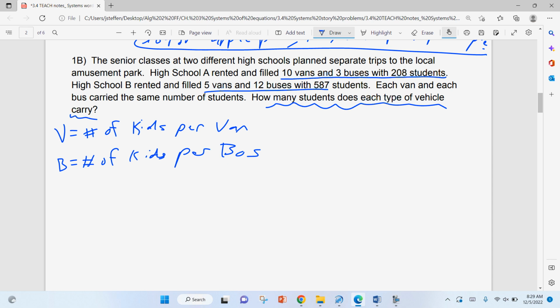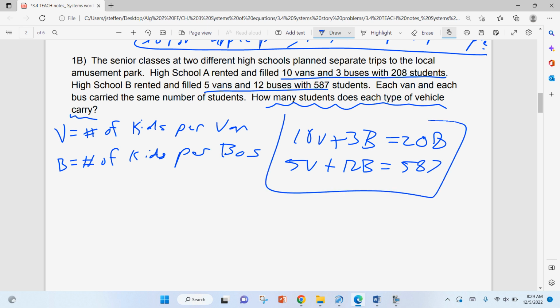Then once you have that, they kind of give you the equations. 10v plus 3b is equal to 208. 5v plus 12b is equal to 587. Now again, if you want to solve that, you can, but for our purposes, we're just going to set that up.